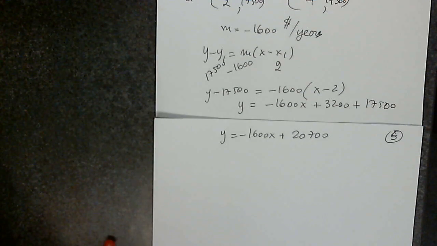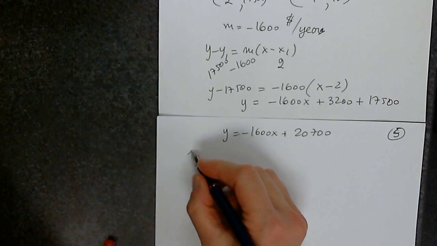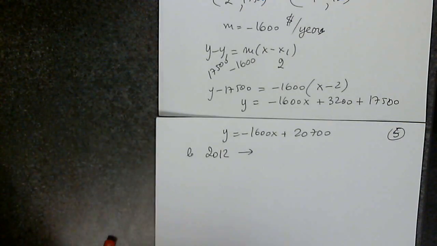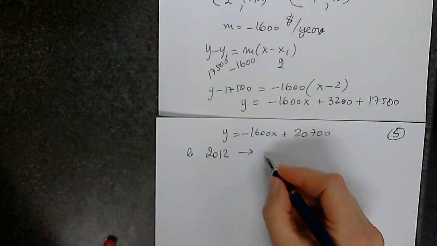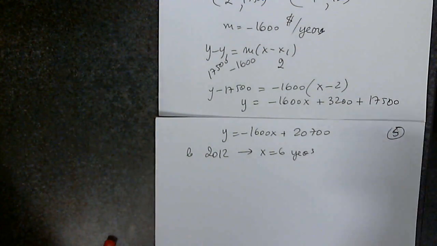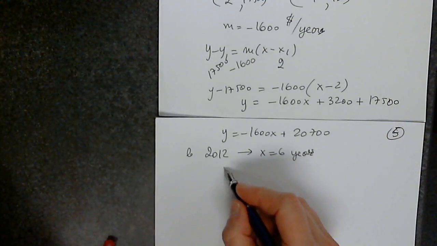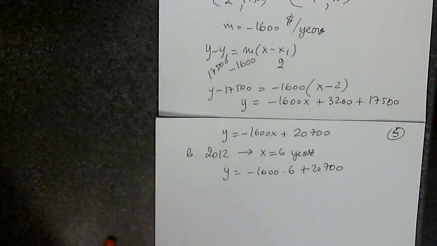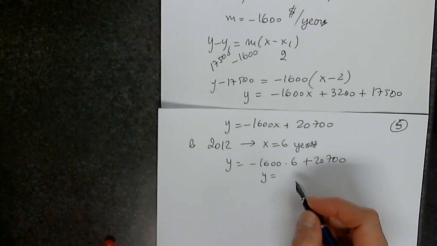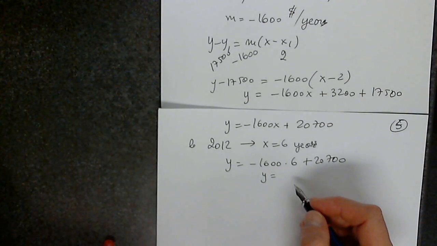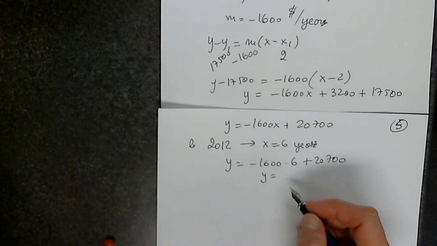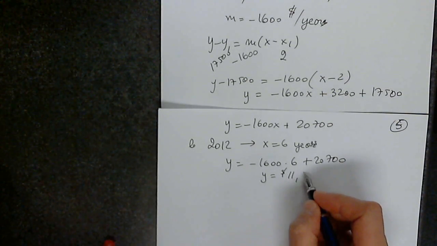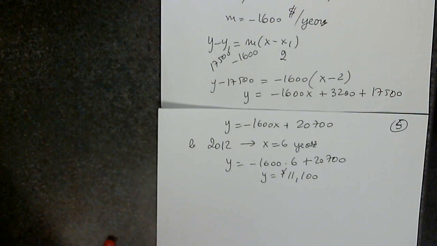Part B. Use this equation to estimate the value of this car in 2012. So let's see what happens in 2012. How do I determine what happens in 2012? Yes, x equals 6, 6 years since we bought it. So y equals negative 1600 multiplied by 6 plus 20,700. What do we get? 11,100. Very good.